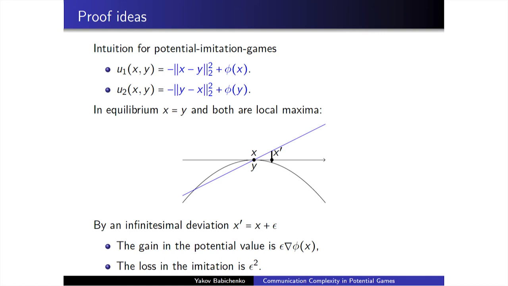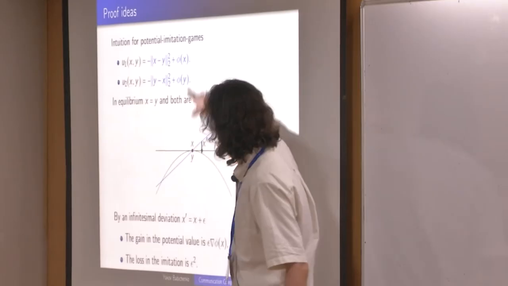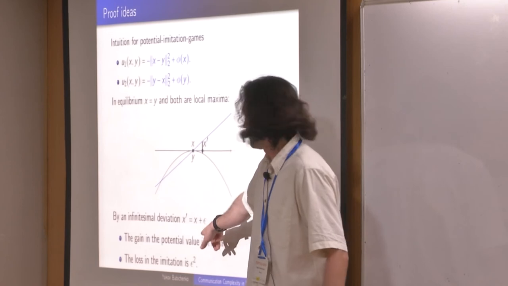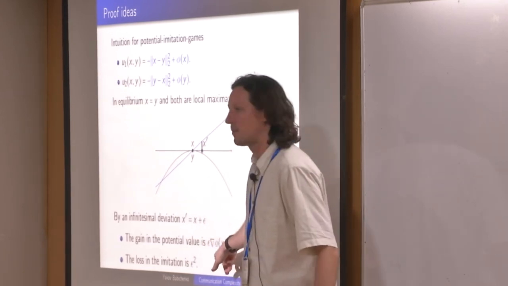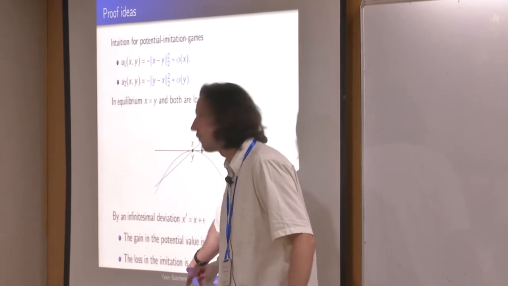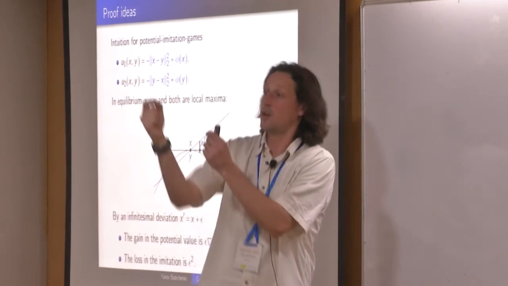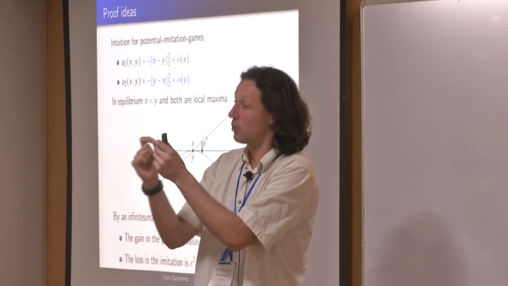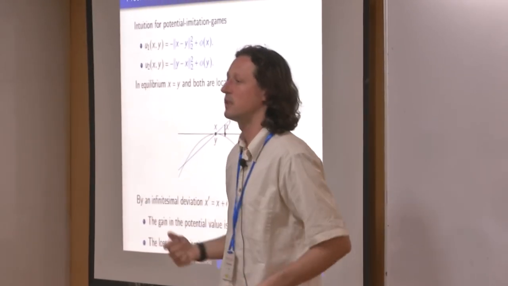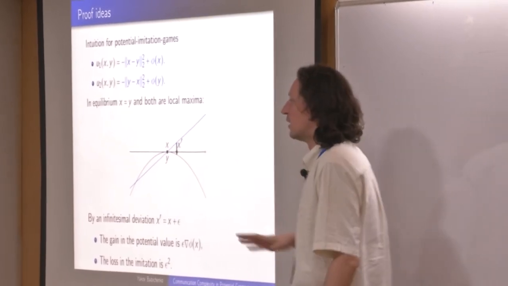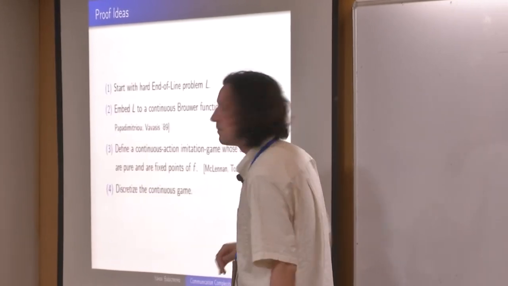On the other hand, how can I see, say it's pure, or an intuition, why in equilibrium we will have a local maximum? Because by choosing something slightly bigger, my gain will be epsilon times the gradient. And my loss will be of order epsilon squared, right? Because here, this is a quadratic term and this is a linear term. So for very close points, I will prefer to gain in the potential and lose in the imitation. Say this way. So this is the main idea.